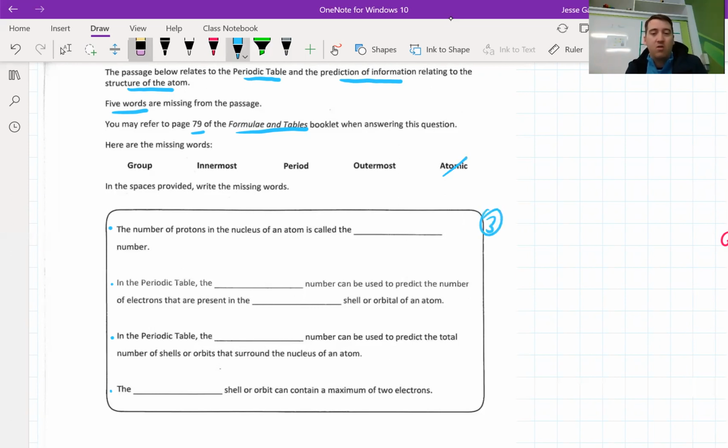There were 3 lines going for each correctly placed word, for a total of 15 marks, okay? So this is how it broke down. It says the number of protons in the nucleus of an atom is called the something number. The number of protons. We go back over here.